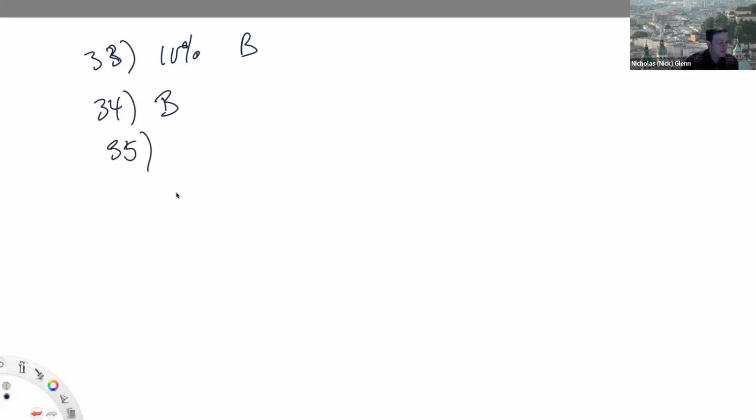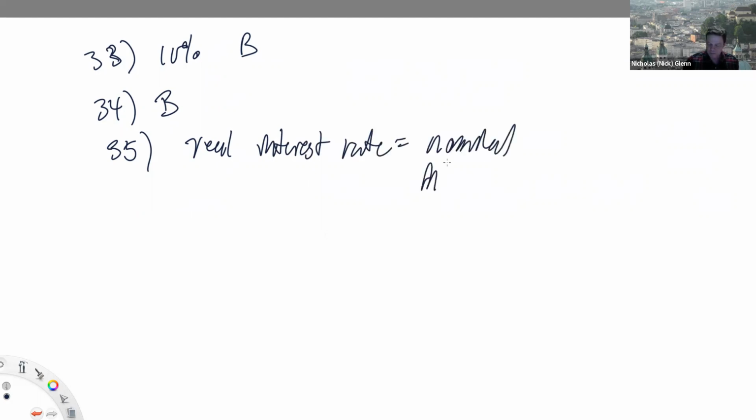35. If the expected inflation rate is 2%, nominal interest rate 7%, and the economy is growing at the rate of 3%, the real interest rate is equal to what? Well, ignore the growth rate. It's irrelevant to the question. The real interest rate is equal to the nominal interest rate minus the inflation rate.